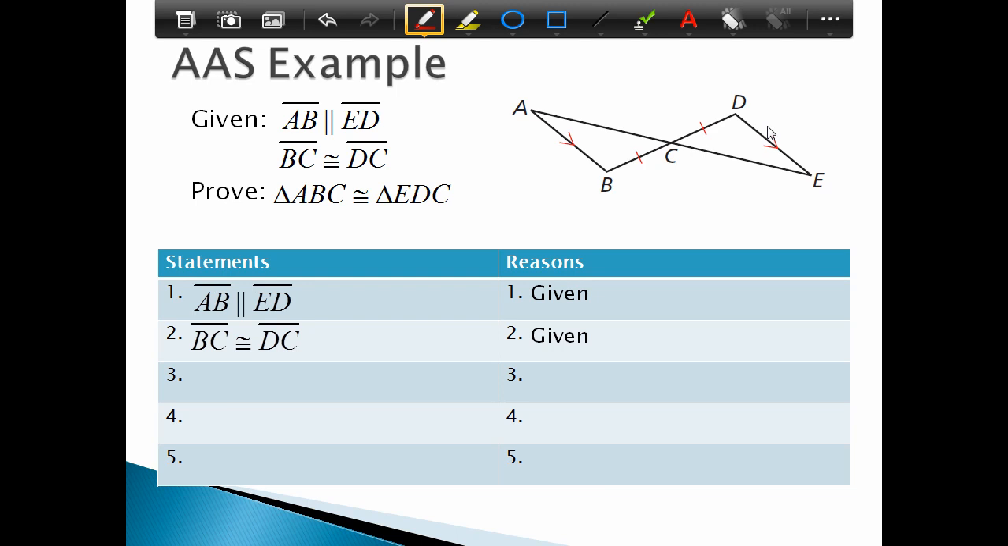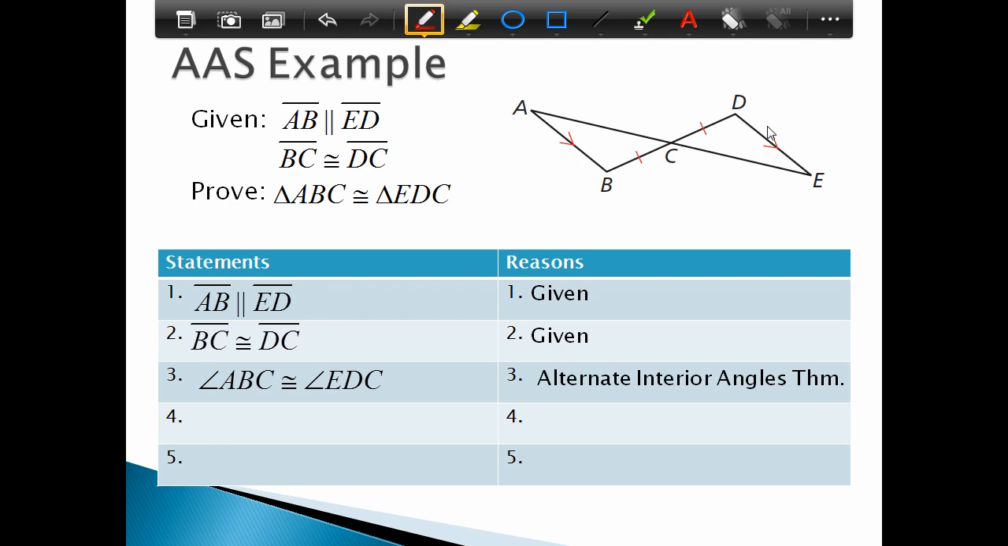So we know that angle B and angle D are going to be alternate interior. We know that angle B is congruent to angle D. In other words, angle ABC is congruent to angle EDC. ABC congruent to EDC. What were those angle pairs again? That's right, alternate interior angles. We have another pair of those.